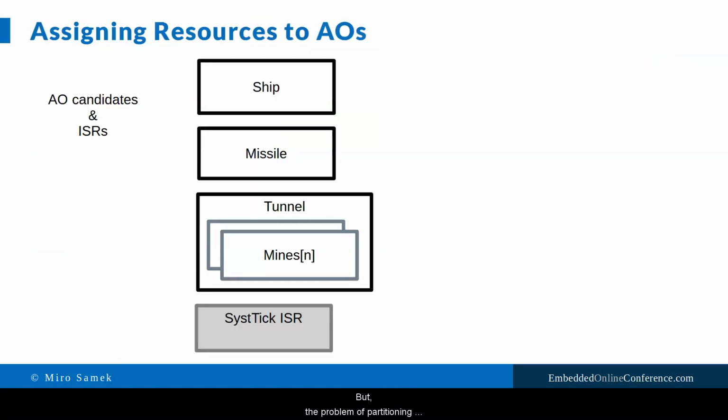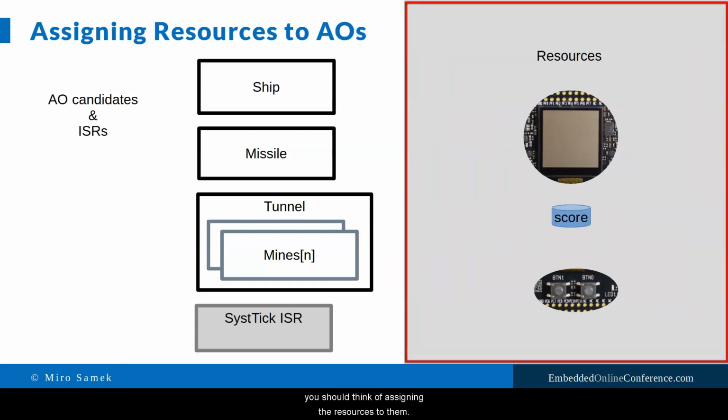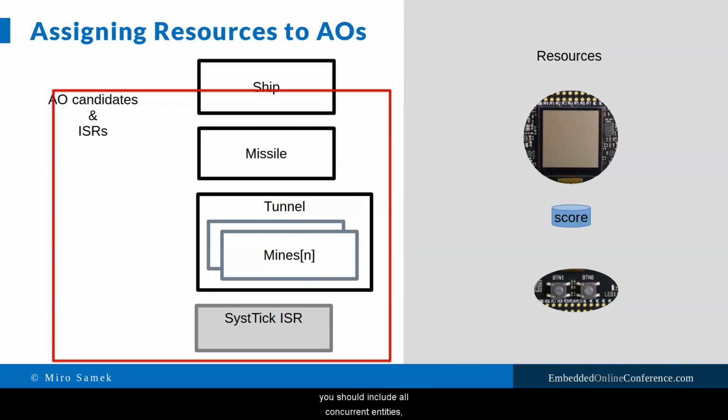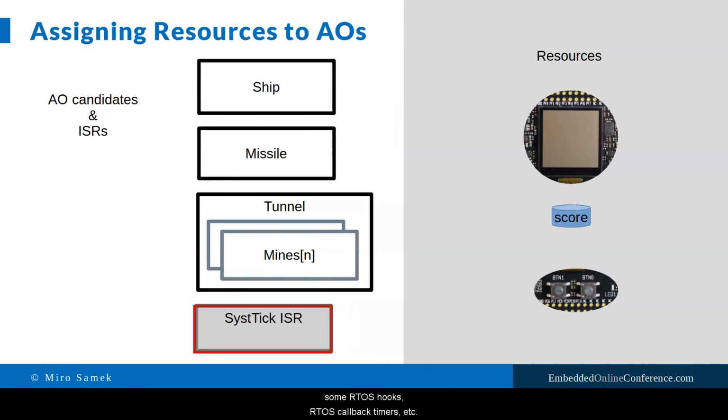But the problem of partitioning does not end with identifying the components. As soon as you have your first candidates, you should think of assigning the resources to them. This is essential for avoiding sharing the resources. Here I want to emphasize again that no sharing will not happen miraculously just because you call your components active objects. You need to elevate the share-nothing principle to your top design goal. Also, in your resource allocation, you should include all concurrent entities like interrupt service routines, some RTOS hooks, RTOS callback timers, etc., because they are all potentially subject to concurrency hazards.